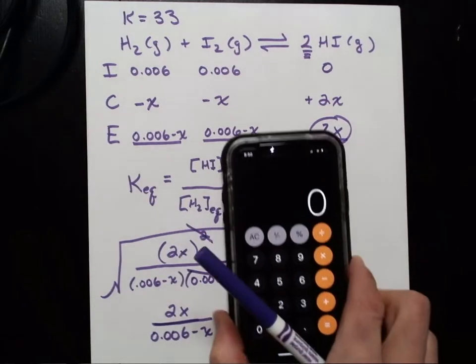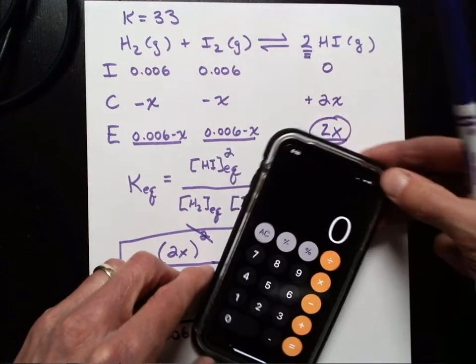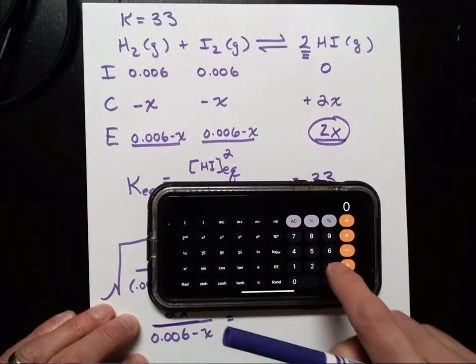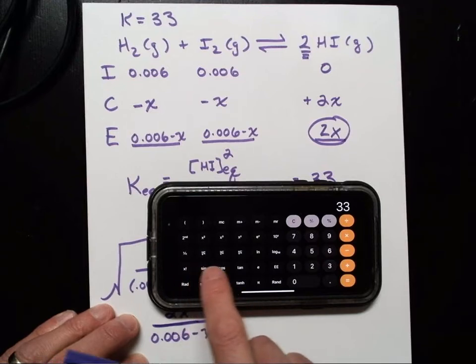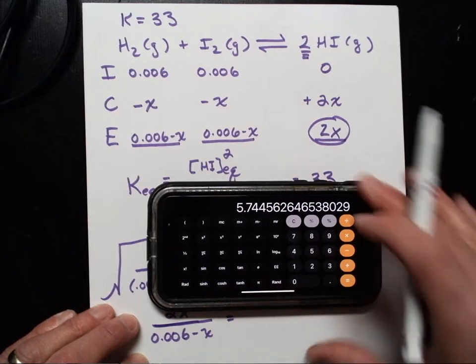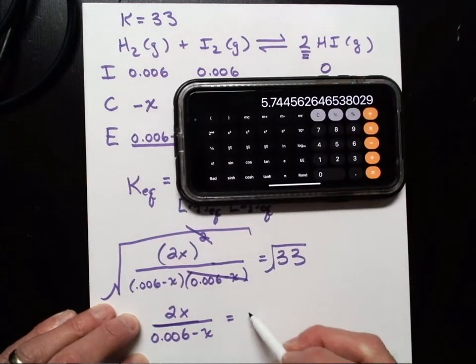Well, what is the square root of 33? Well, let's turn my cell phone sideways here. So this shows up. I'll type in 33. I'm going to take the square root. Right there it is. Looks like 5.745 if I round. So we'll use that.